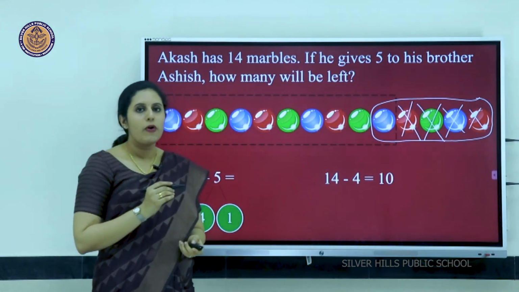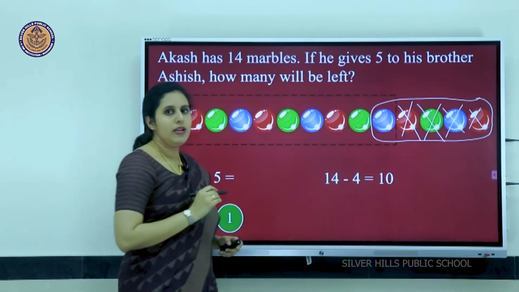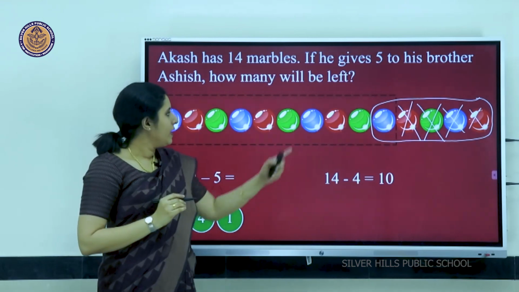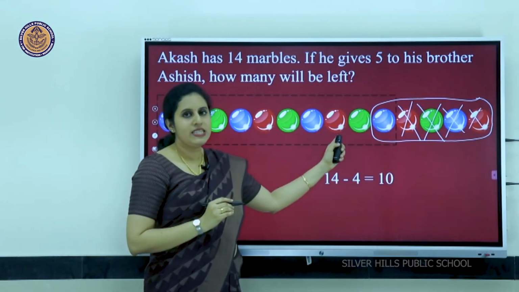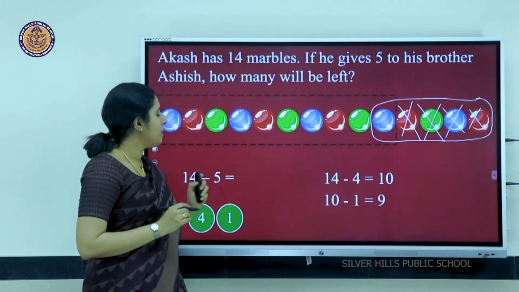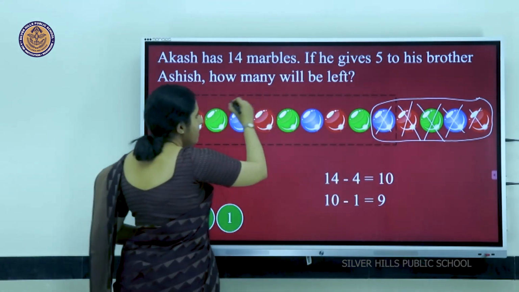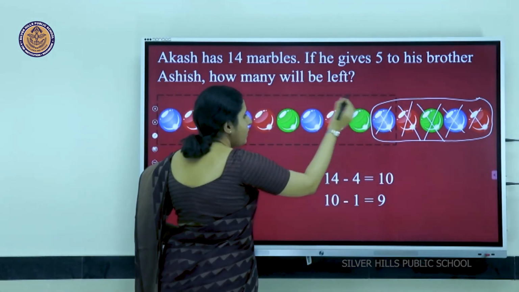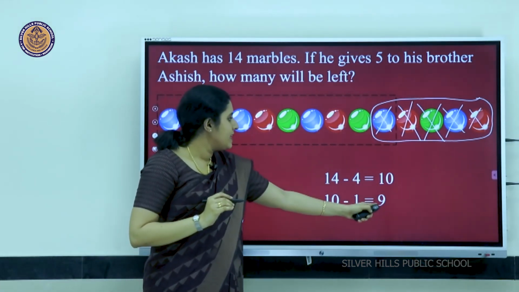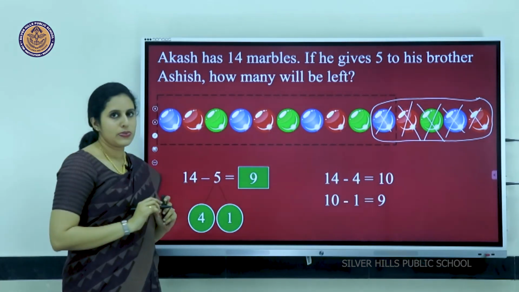Now, is the problem over? No. Still, you have to take 1 more marble away. How do you do that? That 1 marble you take away from the 10 group. 10 minus 1. See, 10 minus 1. From the 10 group, you are taking away 1 more marble and you end up with 9 marbles. So, 9 is the answer here and that answer you write here also.